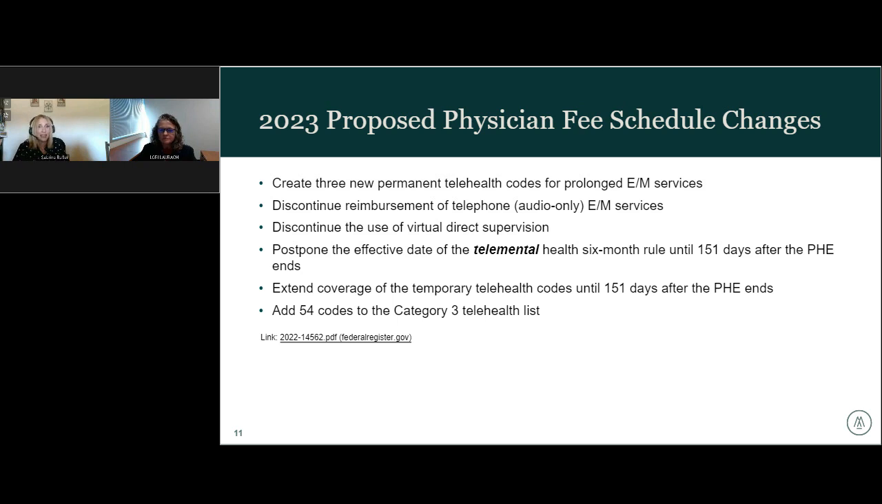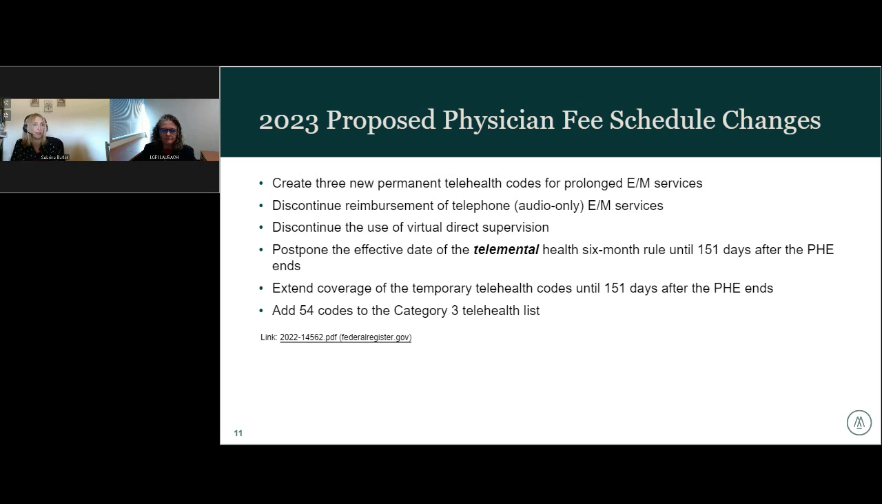They've extended, as I indicated, some temporary codes. They've added some 54 codes to that temporary list, but we are not seeing legislation right now that indicates moving forward that we're going to have all of the key elements that we need to continue acting under the public health emergency in the future the way we are right now.